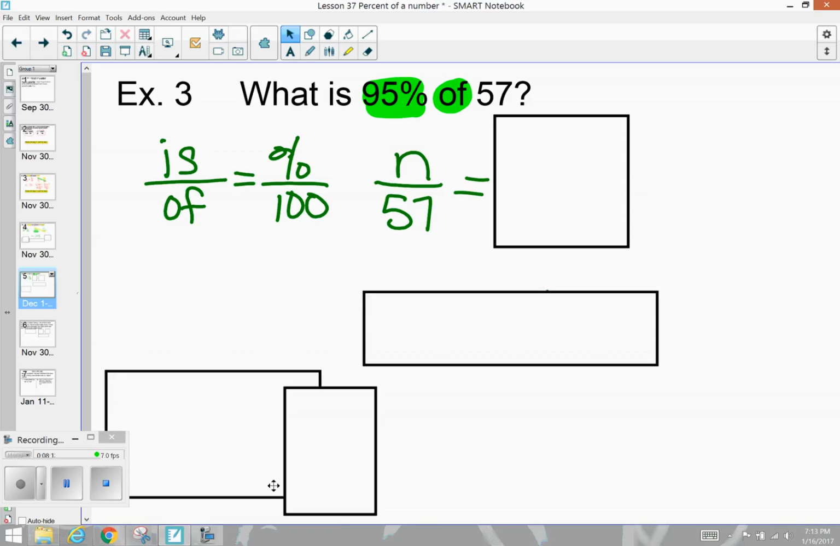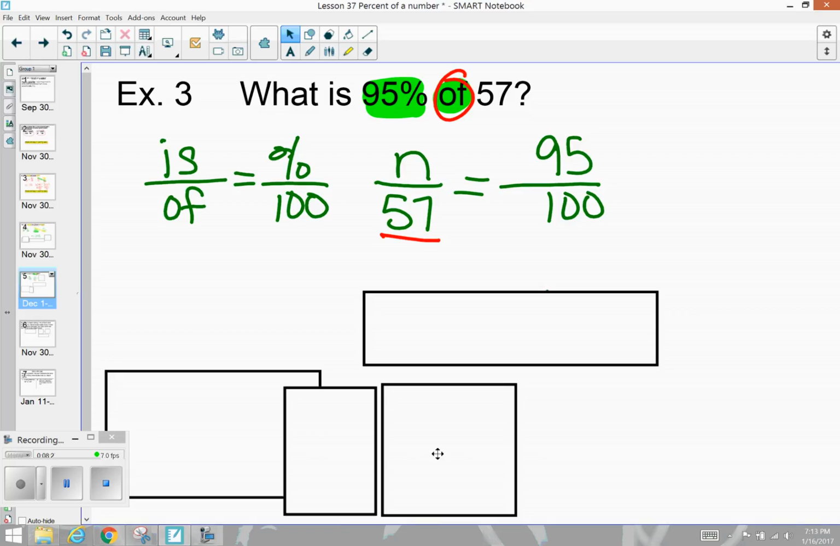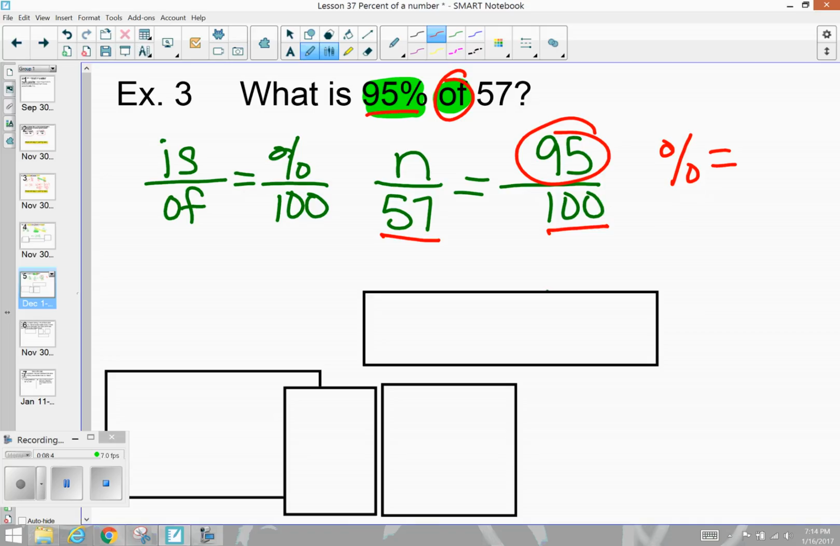We know that 57 goes with the of section. And we also know that 95 is our percent, right? So 95 is our percent. Our denominator will always be 100 because percent means percent is out of 100. Hopefully you remember that from last year. So percent is always out of 100. So now we're looking for n. So what are we going to do?